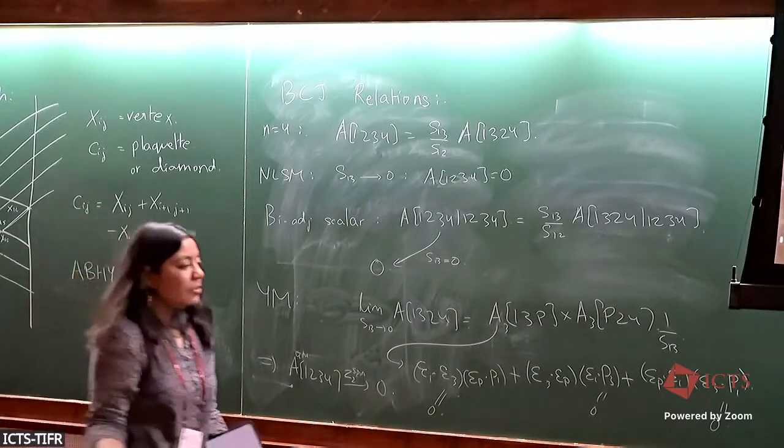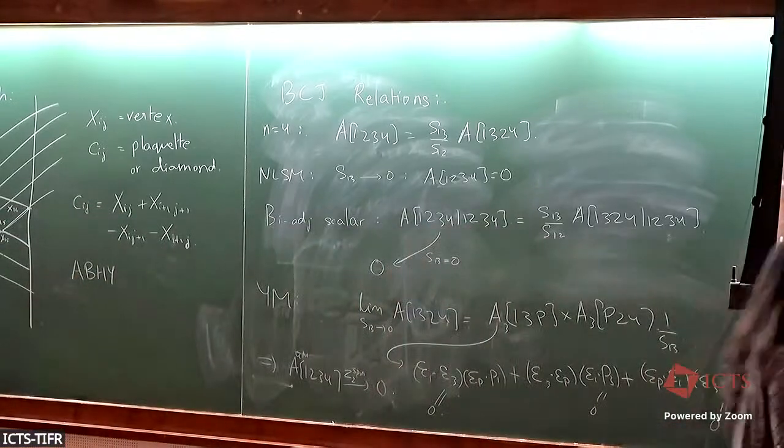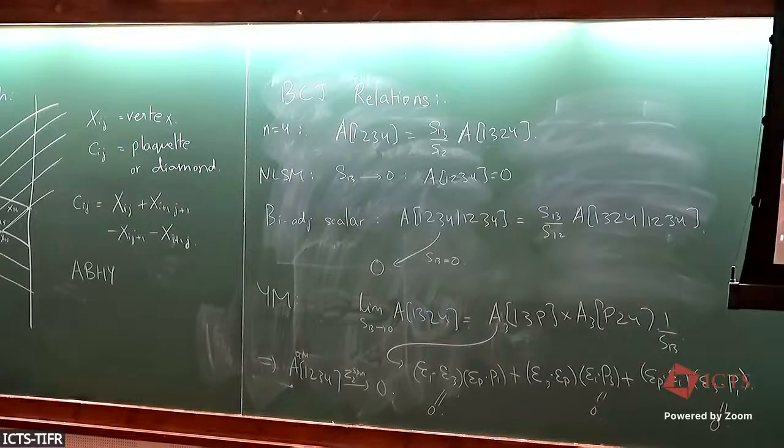So basically what you've shown at 4 point is that having color kinematics duality guarantees you the presence of these zeros. Okay, good.